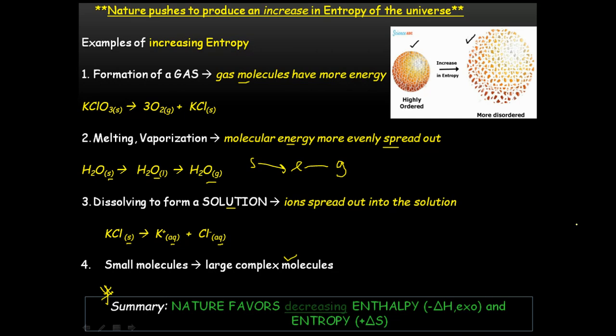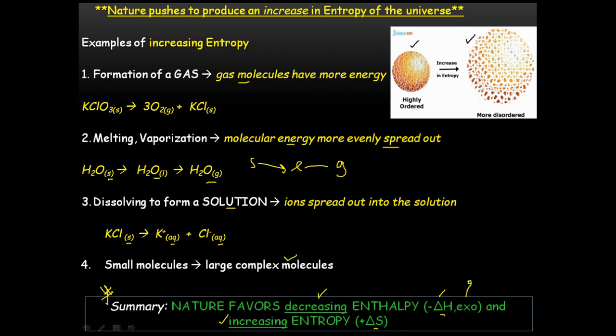Nature loves decreasing enthalpy, or getting rid of its energy outward, and an increase in randomness. So that would be a negative delta H and a positive delta S. Again, increasing entropy is increasing the randomness or chaoticness of the system. Nature likes both. Now, if both happen, then the reaction is typically spontaneous.